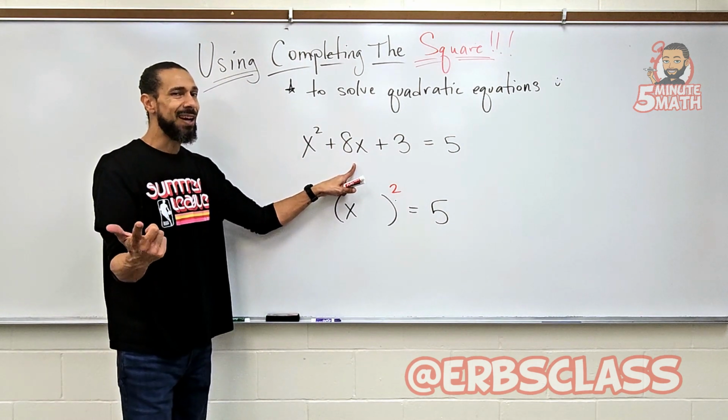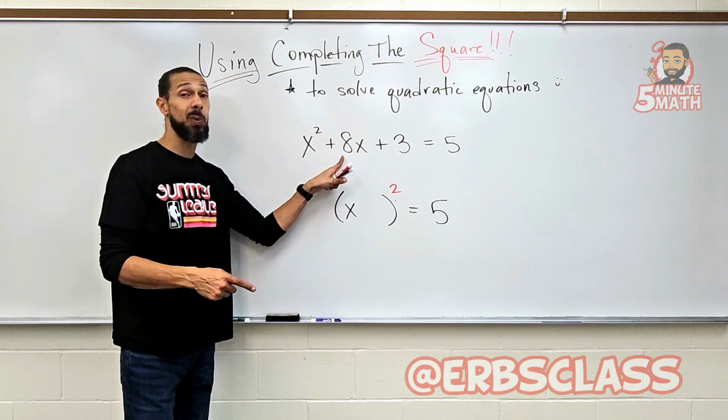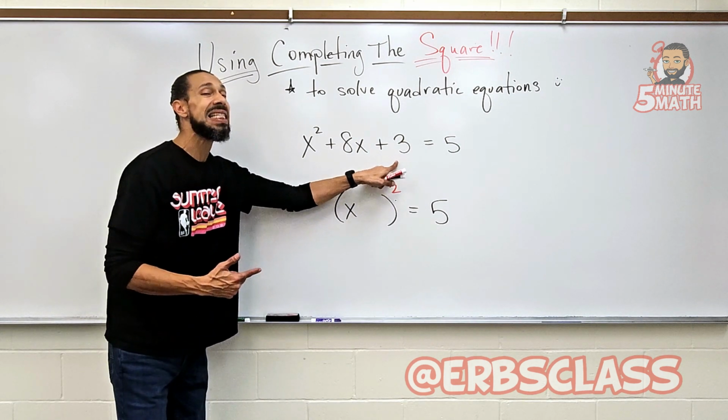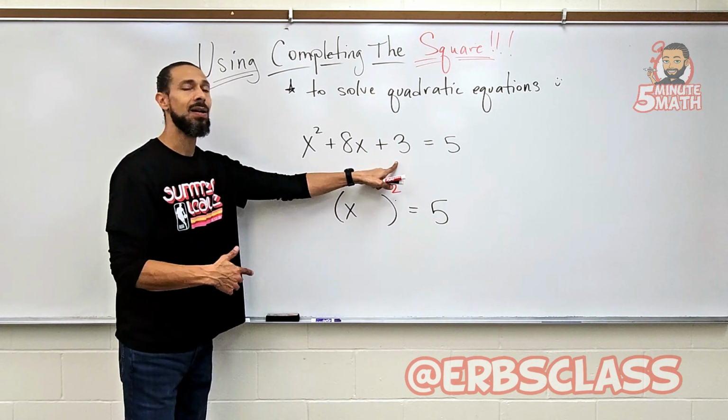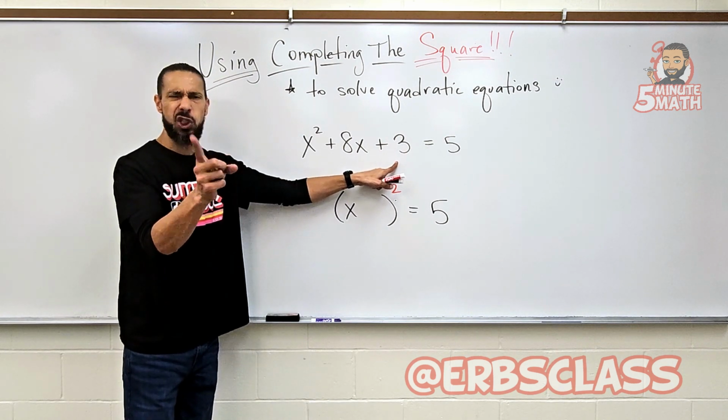Is it? I don't know. Half of 8 is 4. Remember our rules: take half of this number and square it. Half of 8 is 4, and 4 squared is 16. This has to be 16. But I know a trick. Let's talk.